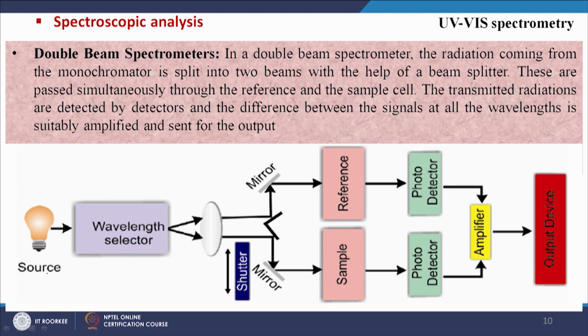And this is for double beam spectrometers. In this case, the source and wavelength selector give us 2 beams. These 2 beams go simultaneously, one through the reference and the other through the sample. Then we have a photo detector here, and here also a photo detector.